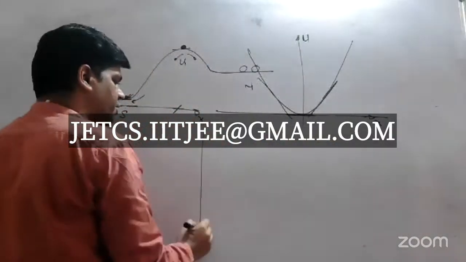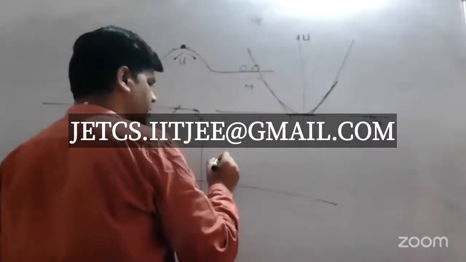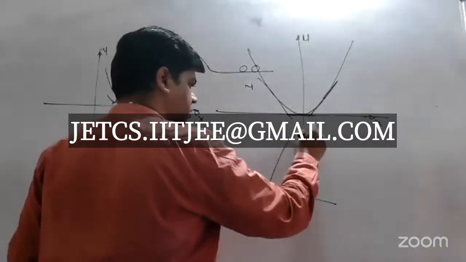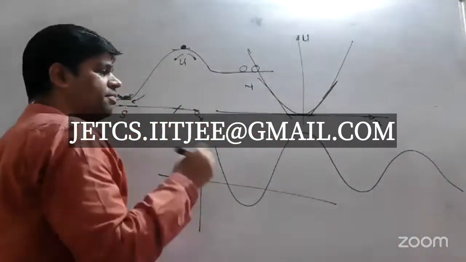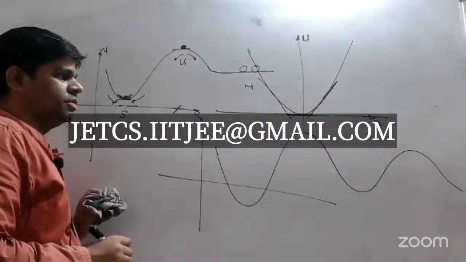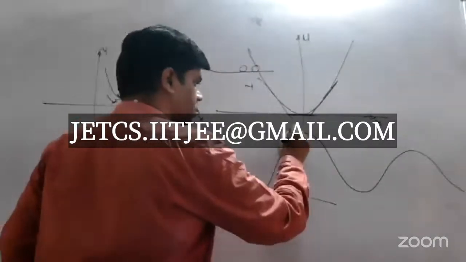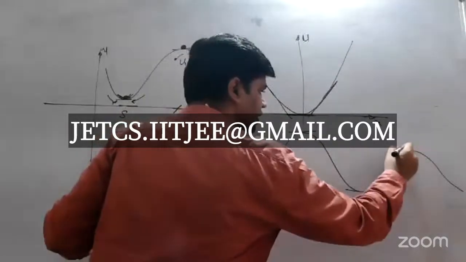So I'll plot a U(x) graph now. You let me know whether it's stable or unstable. How many equilibrium positions are there in this graph? One, two, three, four. Yeah, exactly, four.